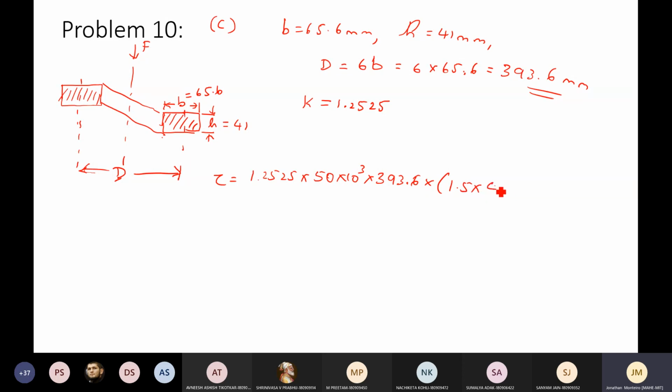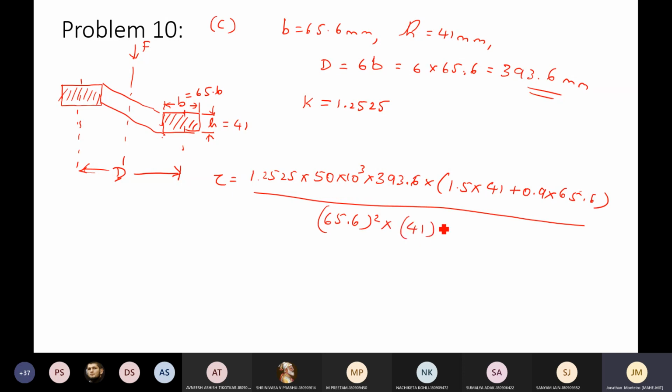1.5 times H, which is 41 now, plus 0.9 into 65.6, divided by 65.6 square into 41 square.